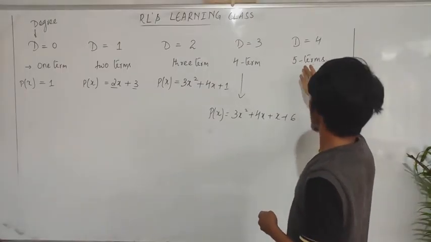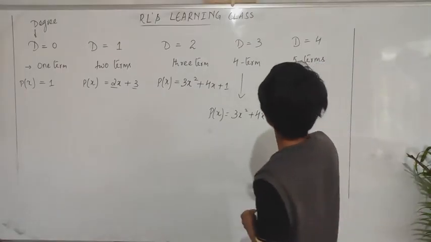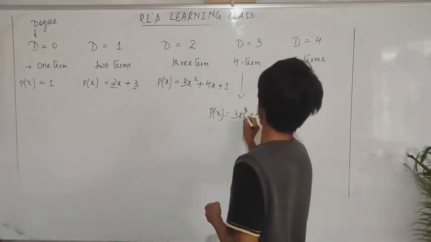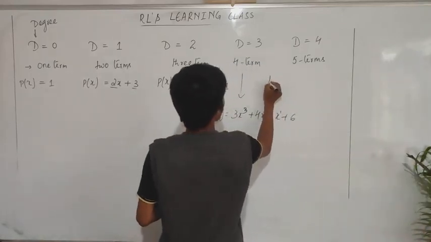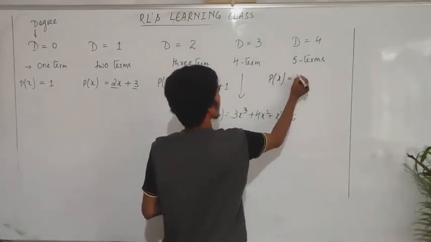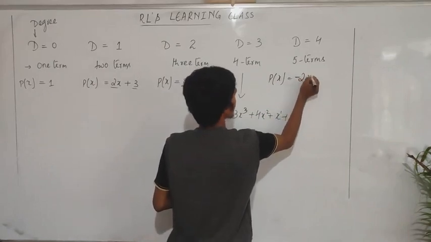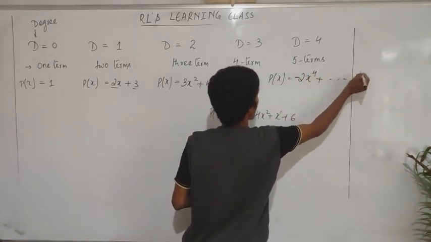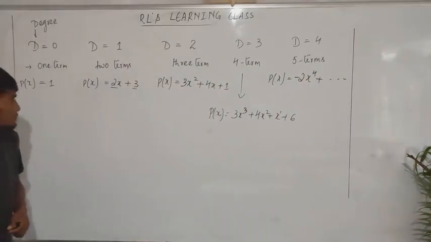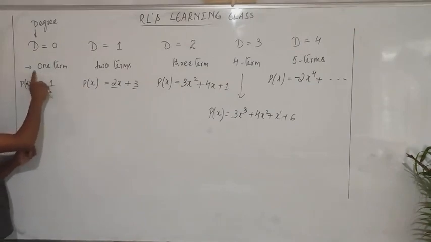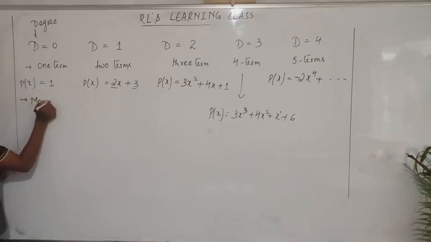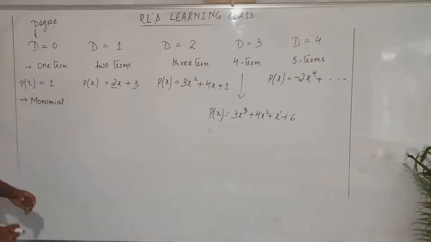And similarly for this, we'll be having 5 terms. Here what was the degree? Degree 3 here. Degree 3, then here will be 2, then here will be 1. Okay, what about this? Let me put here minus 2x to the power 4, then plus and so on, up to 5 terms. Okay, those polynomials which have only one term, then this will be called a monomial. A polynomial which has only one term, that will be a monomial.